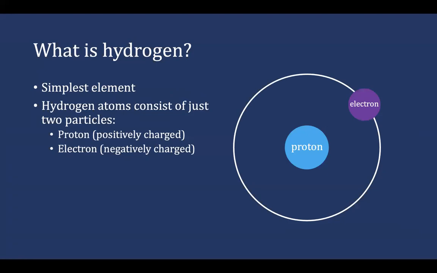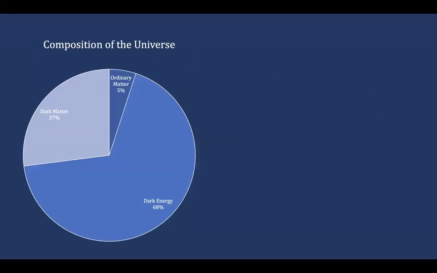It consists of just two particles, a positively charged proton and a negatively charged electron. And it's by far the most abundant element in the universe. So let's talk about the composition of the universe real quick. So the universe is only 5% ordinary matter. By ordinary matter, I mean the stuff in the periodic table, everything that makes up ourselves and the things around us.